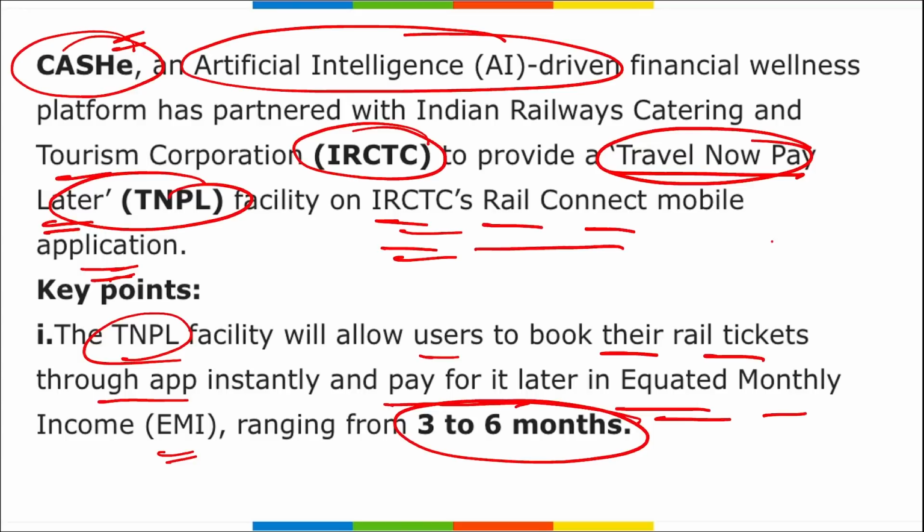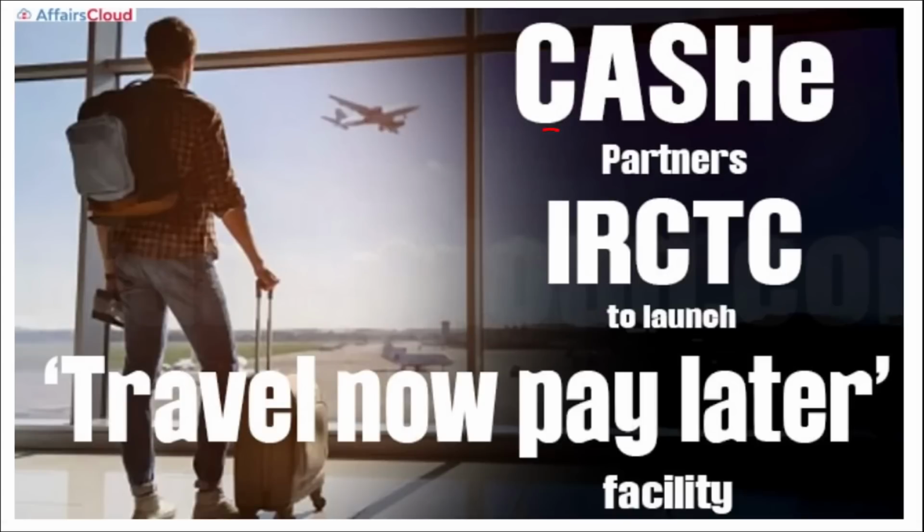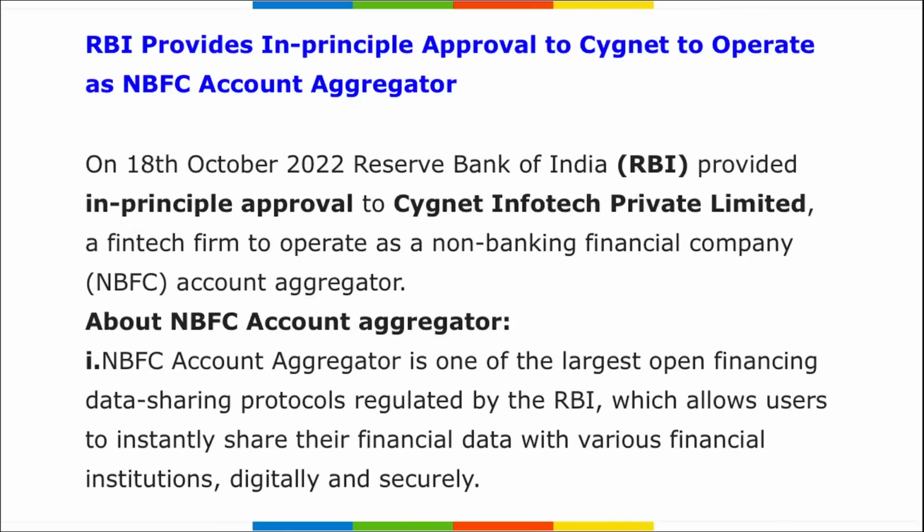All right, highly important. So we can say that an EMI option will also be available in this travel now pay later facility. You can consider it similar to a credit card. That means you can avail the facility now and then pay later in installments of 3 or 6 months as per your wish. So coming back, Cashe and IRCTC together partnered to launch this travel now pay later facility.